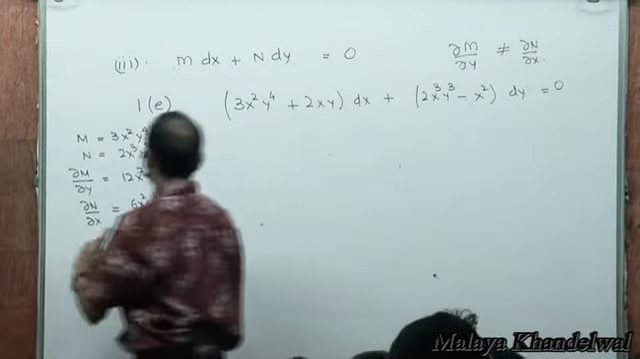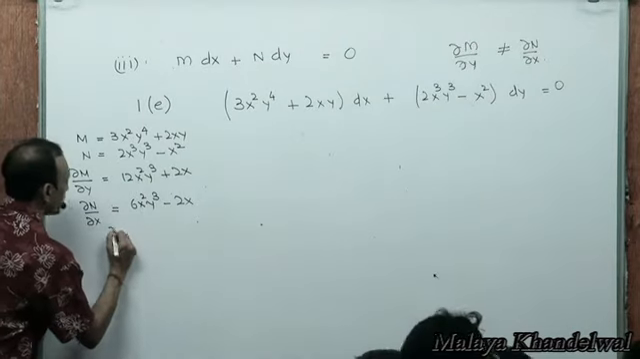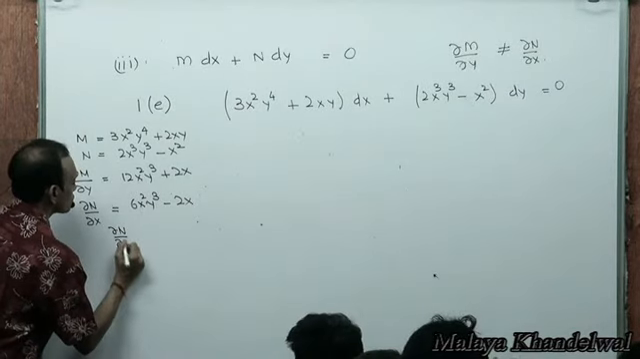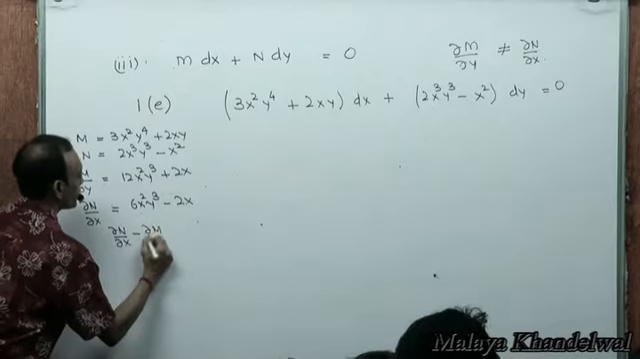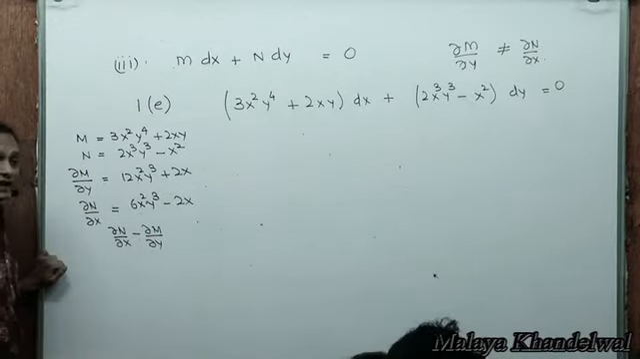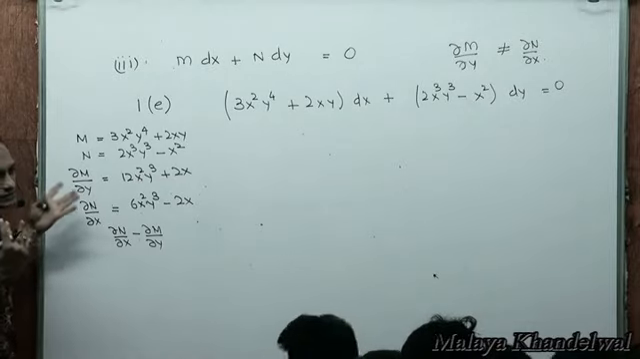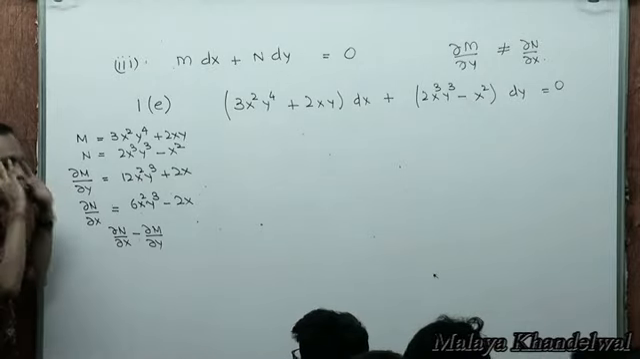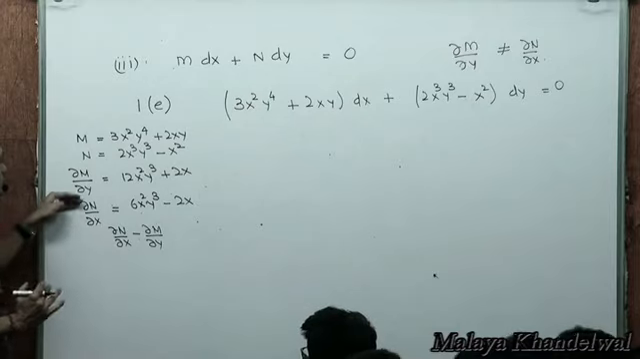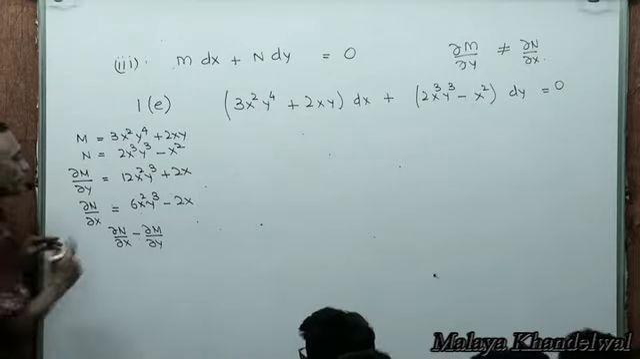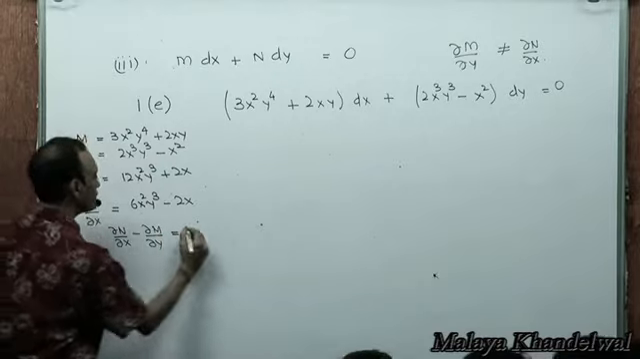Now if I subtract, say, ∂N/∂x minus ∂M/∂y. Let's say if I do this, it does not matter. You can mentally do that calculation. ∂N/∂x minus ∂M/∂y. What does that turn out to be?